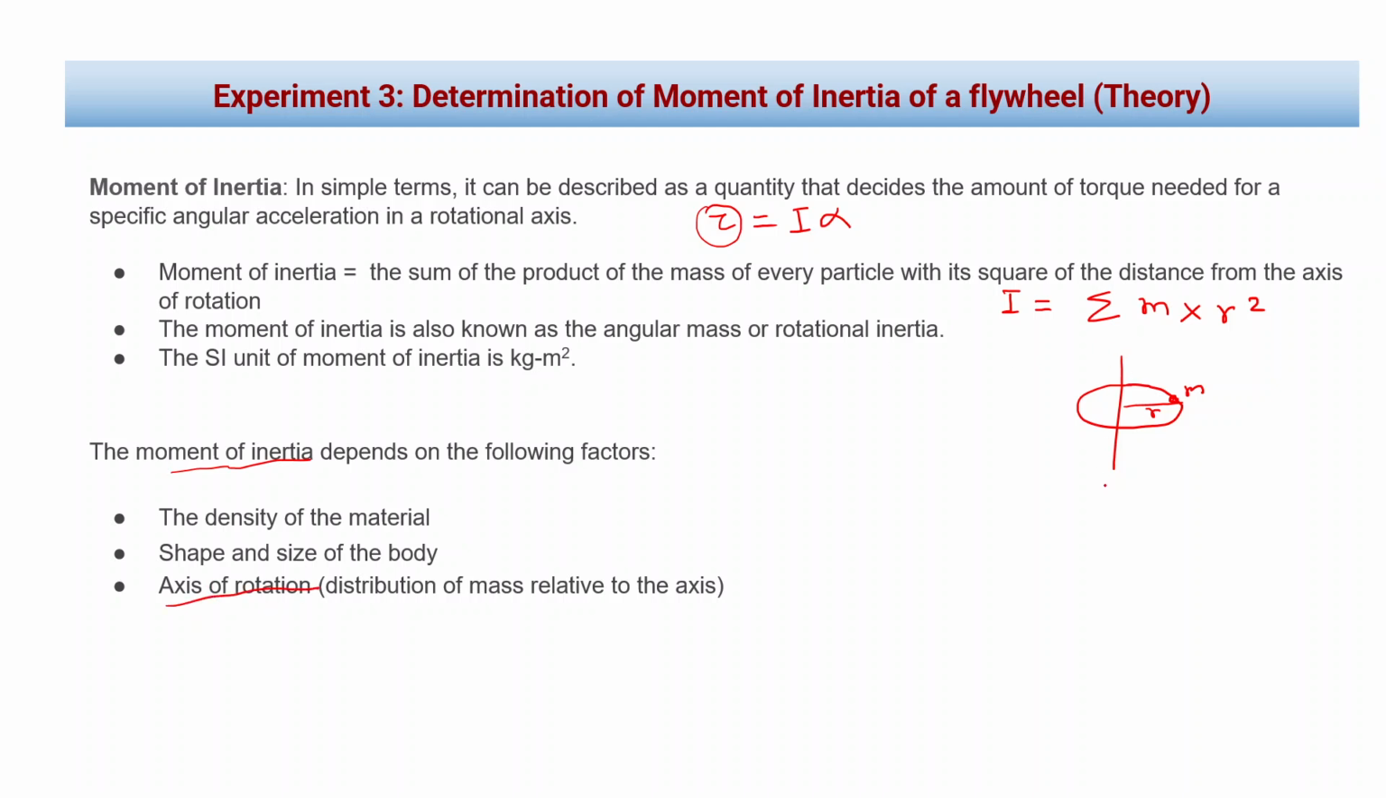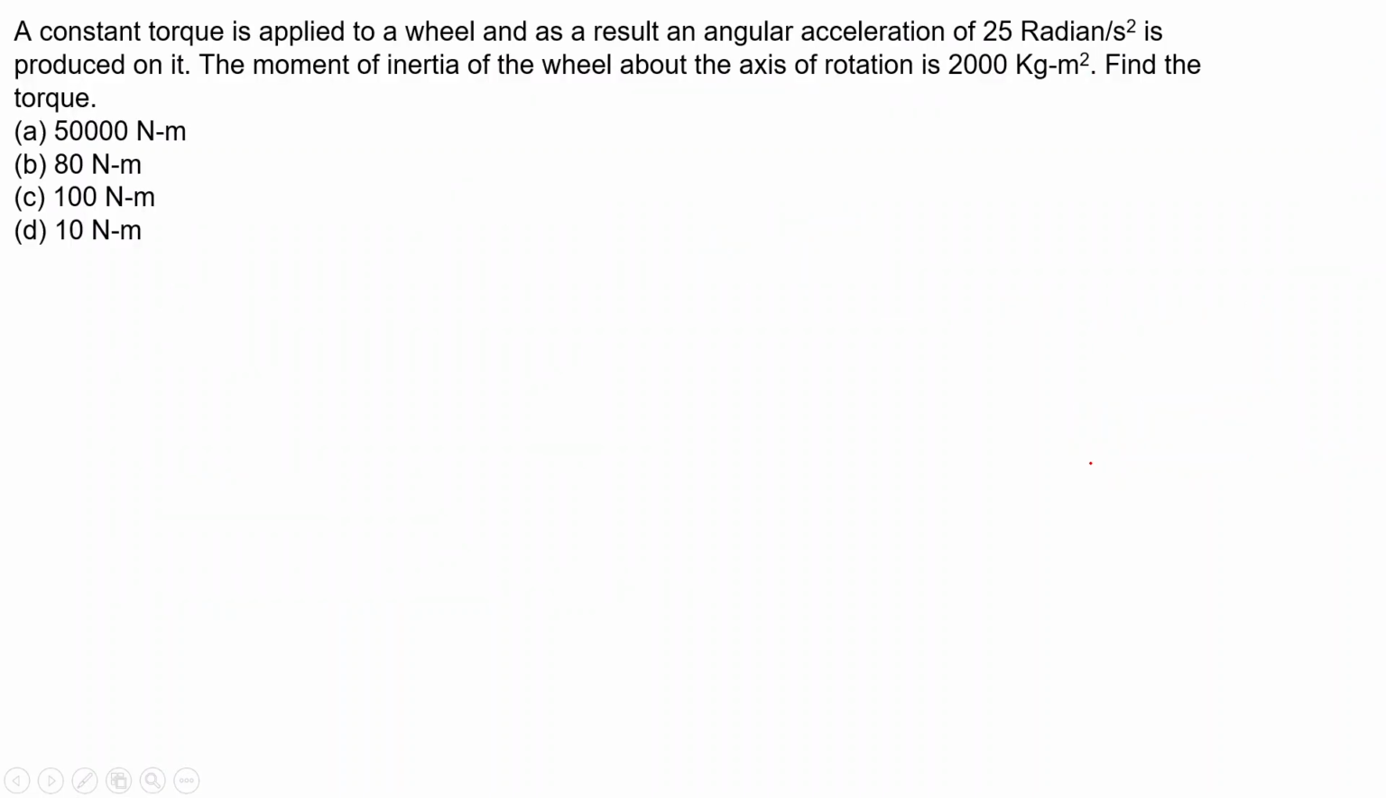So if we consider the axis of rotation here, and calculate the moment of inertia for this object, it will be the sum of mass, here only one mass is there, times r square. Okay, if I take some other axis, then it will be some other value. We'll see these things a little later. Just to do a quick problem based on this.